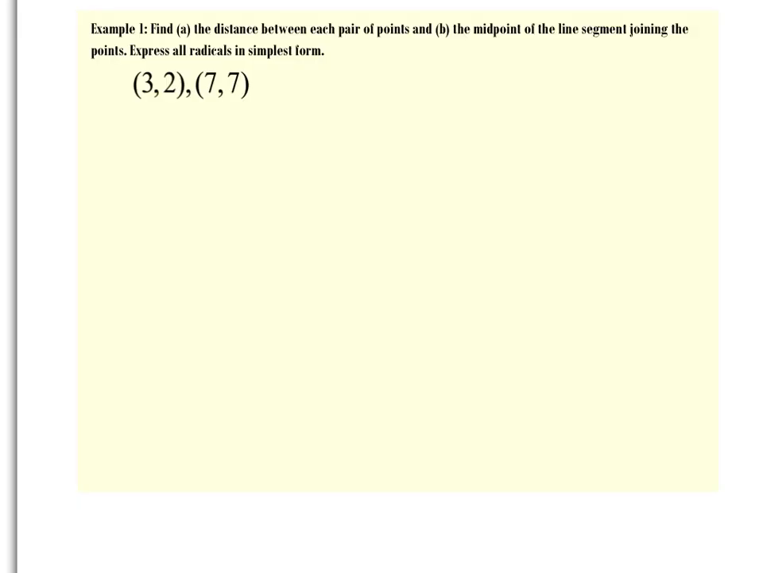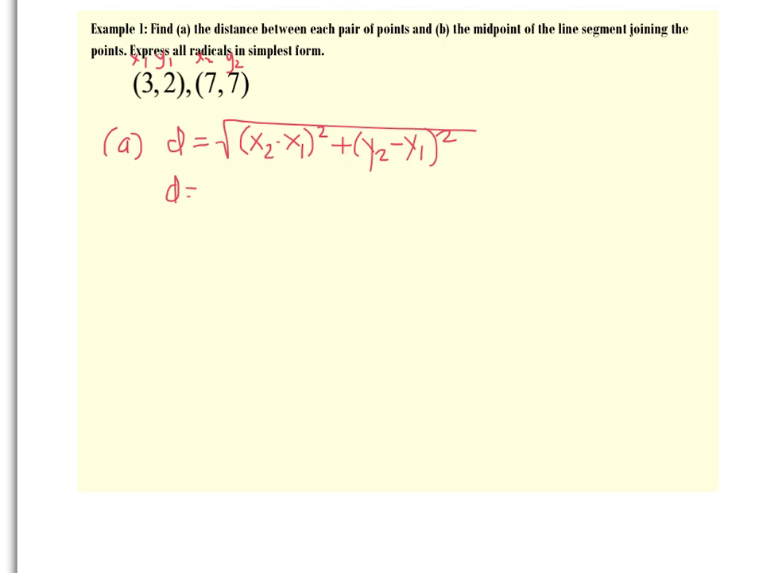So let's do some examples. Part A says find the distance between each pair of points. So if I'm finding the distance, I'm using the distance formula, which says find the difference in the x coordinates, square that, and then sum that with the difference of the y coordinates, and square that. So I'll go ahead and label my points here. This I'll call my x1, y1. This I'll call my x2, y2. And then I'll just fill in for this formula. So it says distance equals the square root of x2, which is 7, minus x1, squared, plus y2, which is also 7, minus 2 squared.